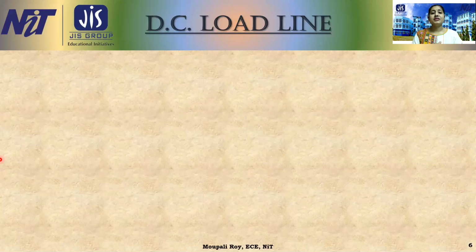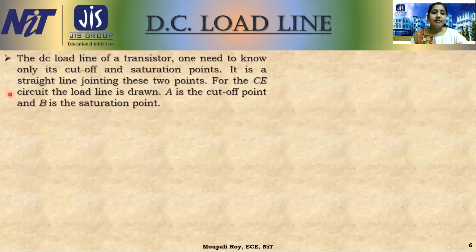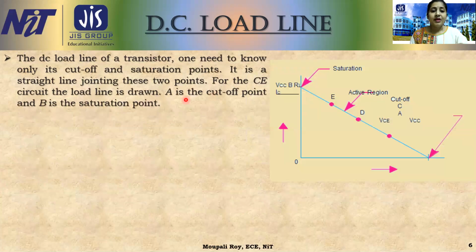Next, we have to discuss the DC load line for a transistor. What is that? For the DC load line of a transistor, one needs to know only its cutoff and saturation points. It is a straight line joining these two points. For the CE circuit, the load line is drawn there. A is the cutoff point and B is the saturation point. See, this is the cutoff point, this is our saturation point.